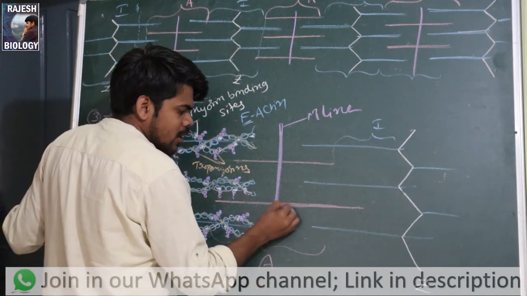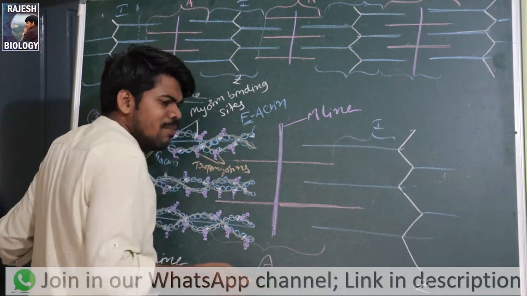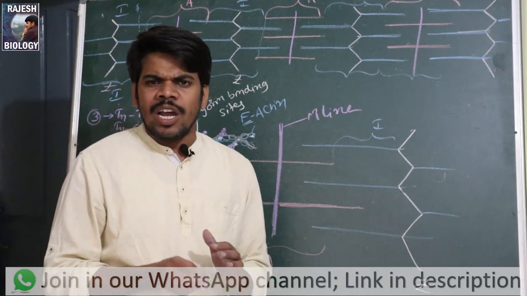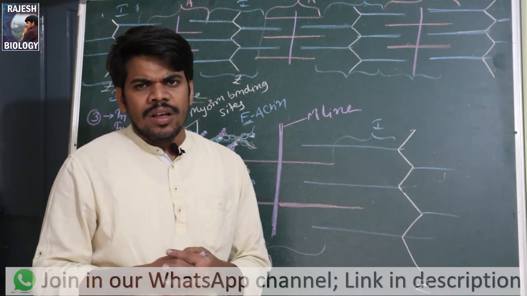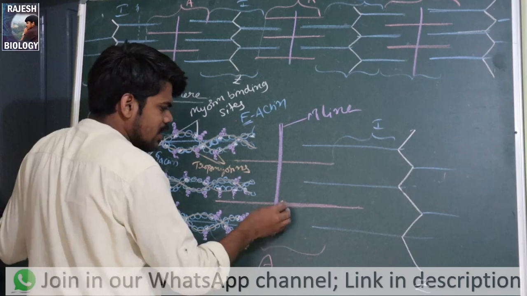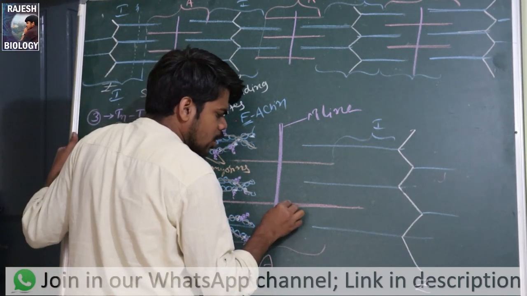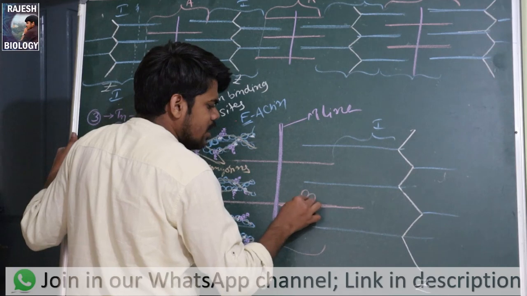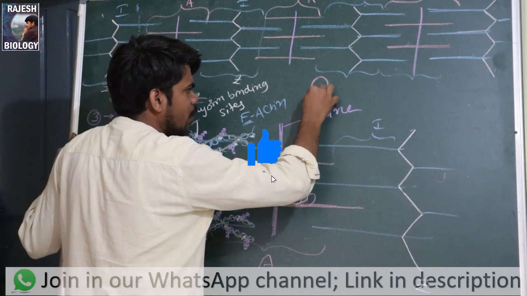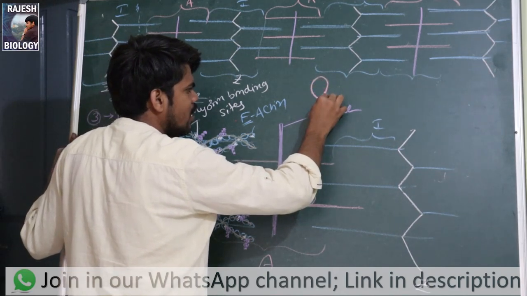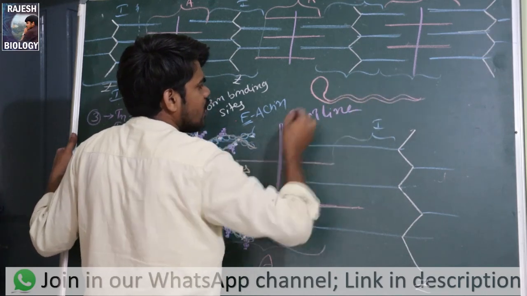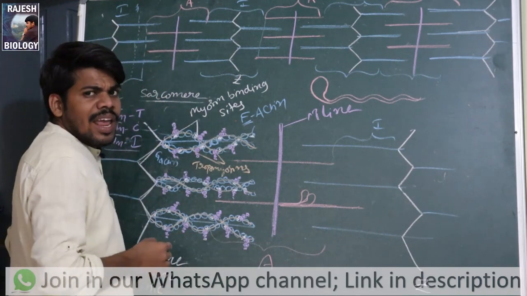This is myosin. A myosin filament is actually made up of so many myosins. Myosin itself is like a monomer, but according to our textbooks, myosins together form one myosin filament. The monomer of myosin is myosin. Myosin has two parts. One is heavy myosin, another one is light myosin.